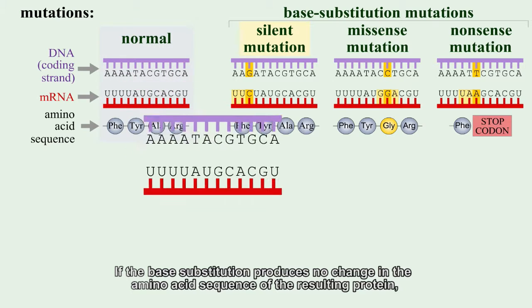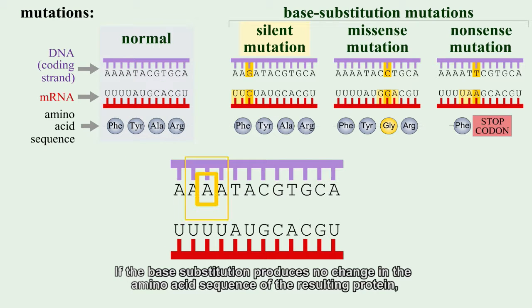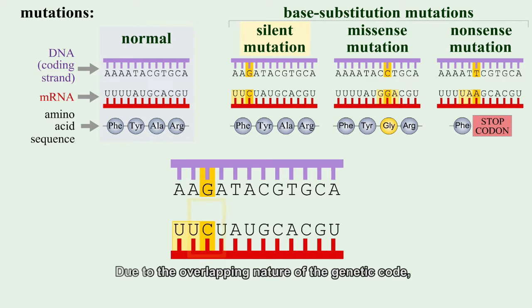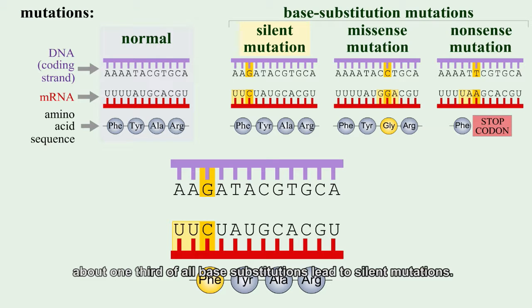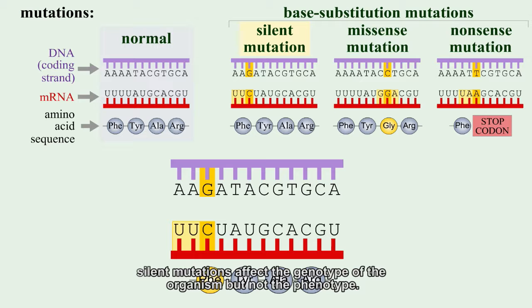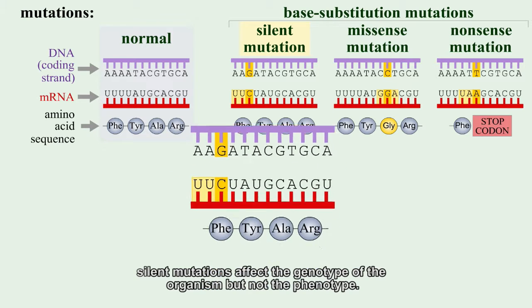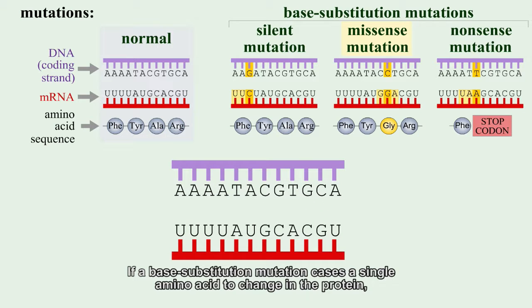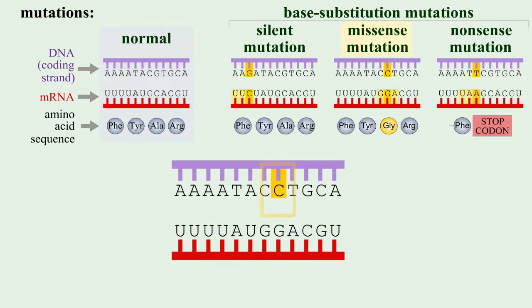If the base substitution produces no change in the amino acid sequence of the resulting protein, it is a silent mutation. Due to the overlapping nature of the genetic code, about 1/3 of all base substitutions lead to silent mutations. Since there's no change in the amino acid sequence of the protein, silent mutations affect the genotype of the organism, but not the phenotype. If a base substitution mutation causes a single amino acid to change in the protein, the mutation is a missense mutation.